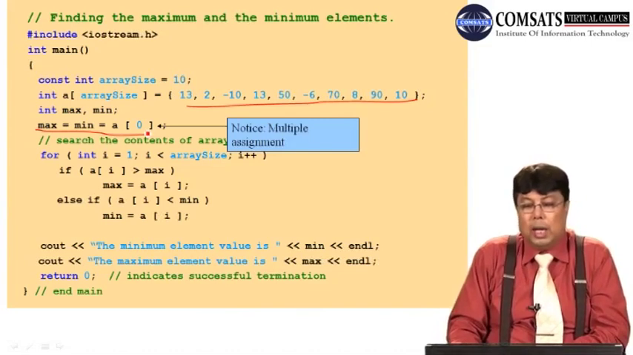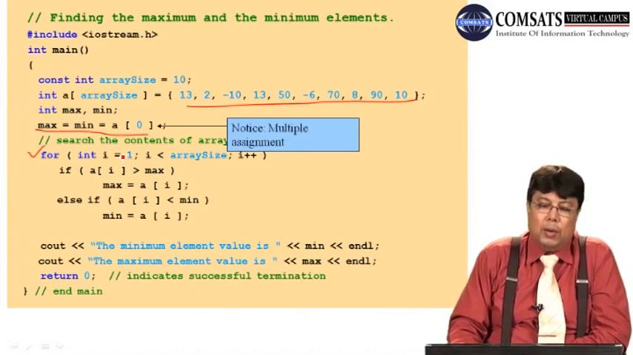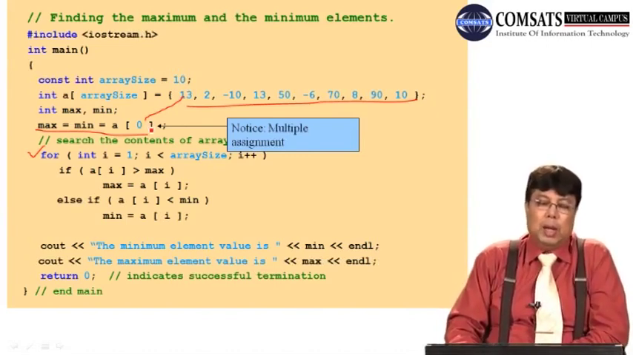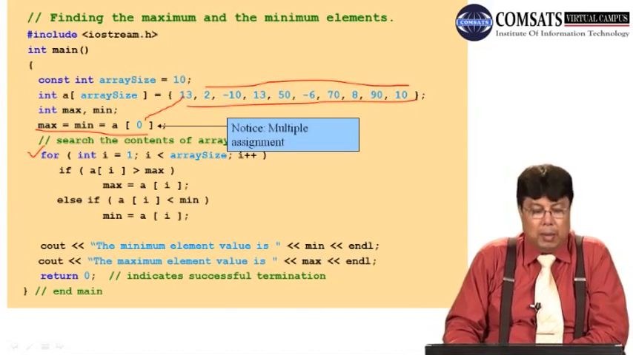Initially we assume that the first element is minimum and first element is maximum. Then we run through the complete array from 0 to 9, and for that purpose we use this for loop: int I is equal to 1, I is less than equal to array of size, and I plus plus. Why are we not starting from 0? We are not starting from 0 because we have already gone through the 0 element, and we have assumed that its value is minimum and this value is maximum. Now we have to find out between 1 to 9 which is the minimum.